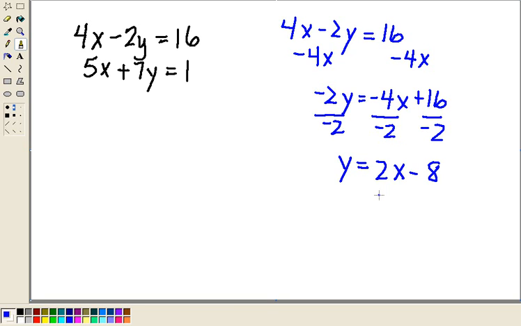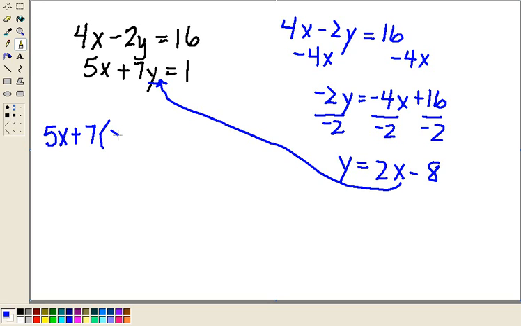Okay, so now I have been able to isolate my y. And this is the substitution method. So I'm going to take this and plug it into my other equation wherever I have a y. So I'm going to plug it in right here. Rewriting that second equation, after I substitute, I get 5x plus 7, and now in place of y, I'm sticking that whole thing, 2x minus 8, equals 1. Now I'm ready to solve this for x.